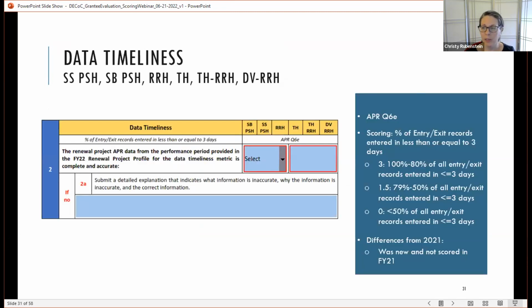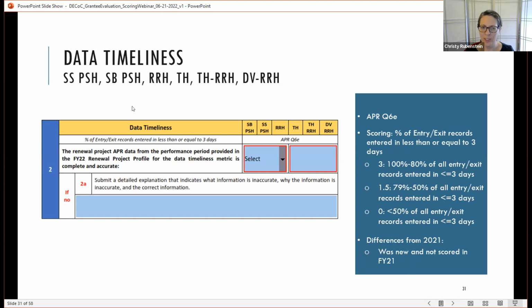Data timeliness applies to everybody. This is question 6E on the APR. Percent of entry and exit records entered in less than or equal to 3 days. So again, full points if you can enter at least 80% of your records in 3 days or less. If you're in the 50 to 79% range, you'll get half points. Under the 50% mark, no points. This was new and not scored in FY21. So this is one of the ones that we will be scoring for the first time this year.